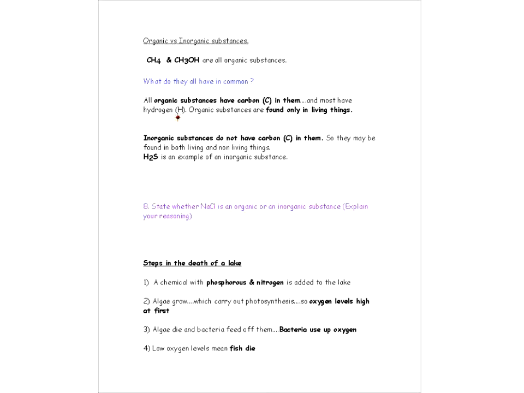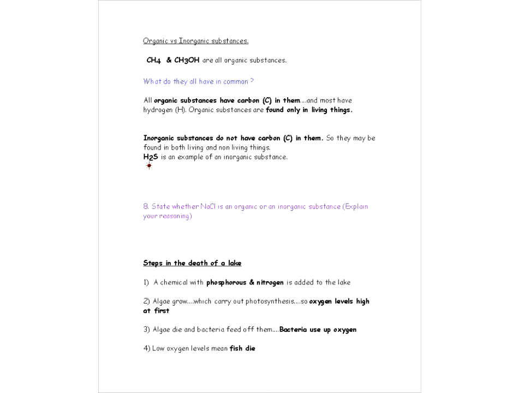And remember, organic substances are found only in living things. Now, inorganic substances do not have carbon in them. So they can be found in both living things and non-living things. And H2S is an example of an inorganic substance because it doesn't have carbon in it.